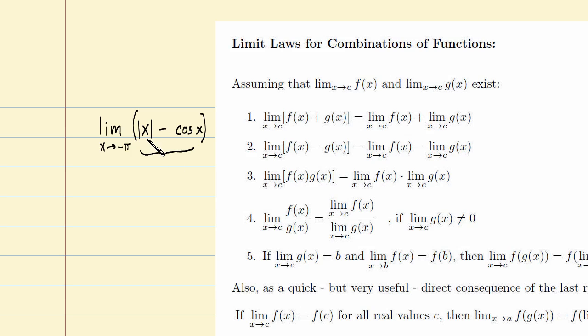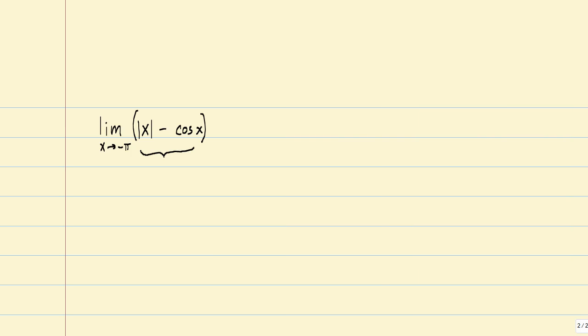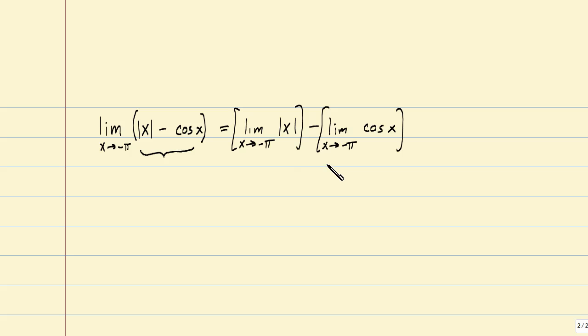Essentially, I can look at the limiting value of this expression and the limiting value of this expression as x goes to negative pi and subtract them, and that should be the value of this limit. So let's do that. Slide that to the side. This should equal then the limit as x approaches negative pi of the first function minus the limit as x approaches negative pi again of the second function. If you want to put brackets around those, you can.